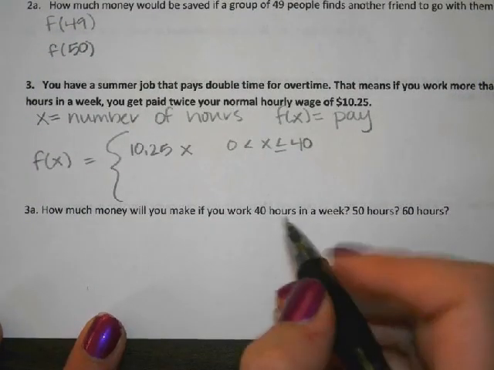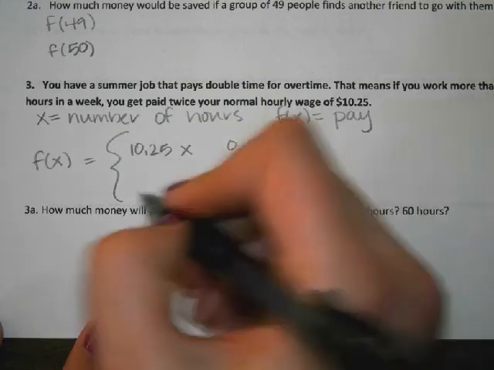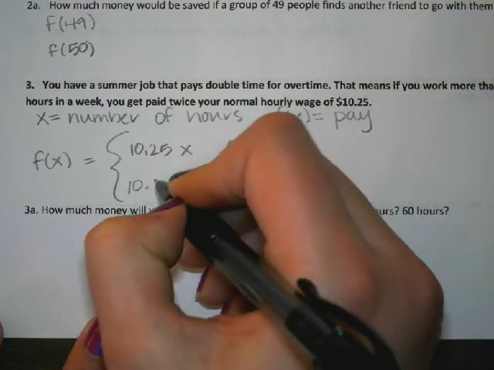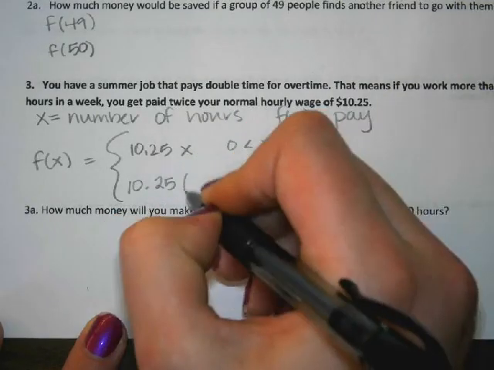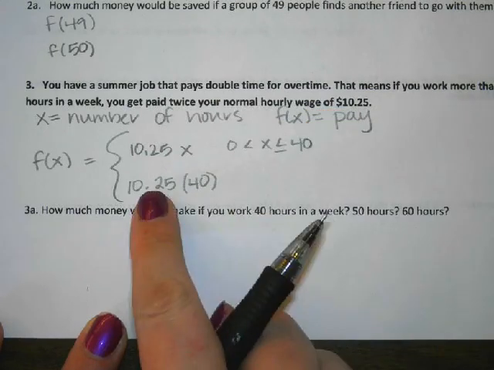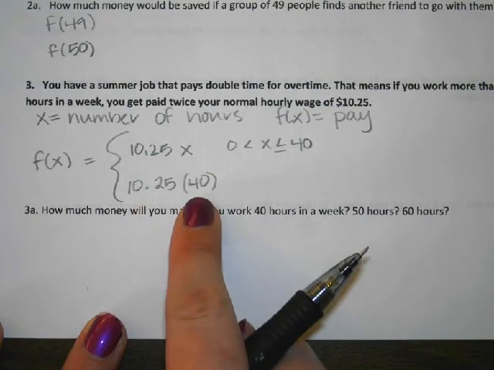Okay. So what we do for the next one is we say first, if I have worked over 40 hours in a week, then that means I've gotten paid my normal rate for 40 hours.